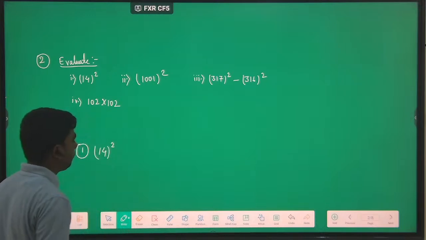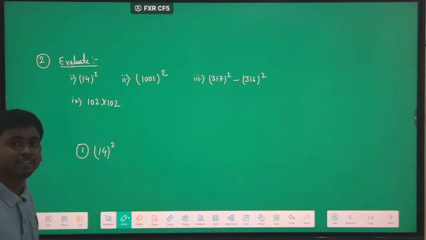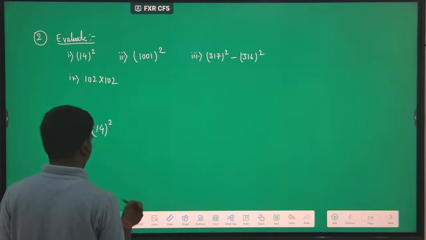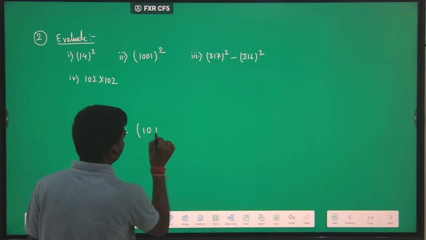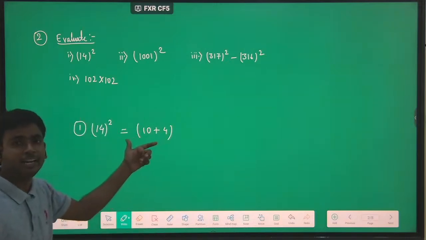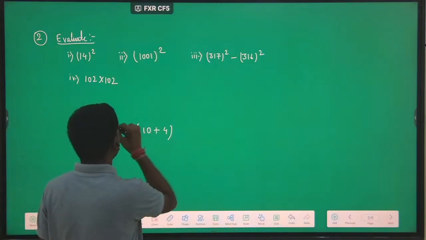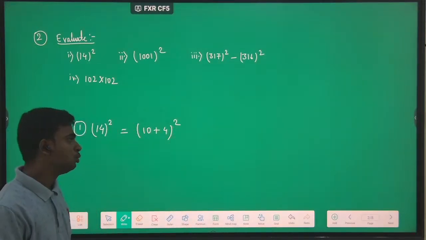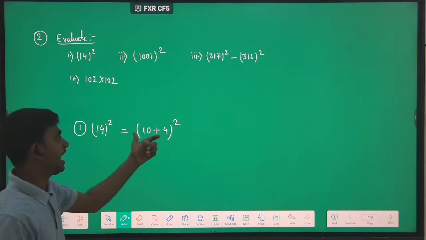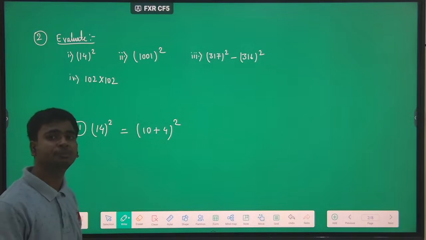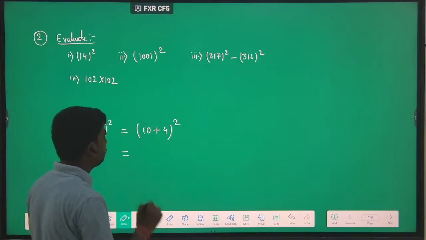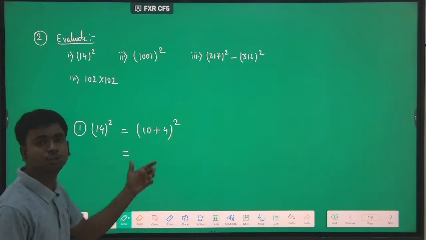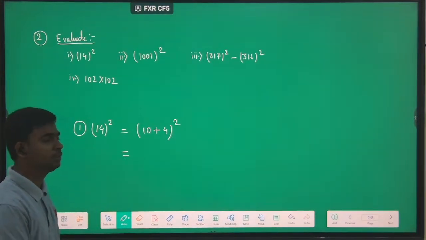We have to find out the value of 14 square by using any one of the identities which is suitably fitted here. So 14 can be written as 10 plus 4. It can be written as 10 plus 4, and 14 square is asked, so we will write 10 plus 4 to the power 2. So this 14 square is actually what? It is written in the form of a plus b to the power 2. We know the formula of a plus b to the power 2. The formula is a square plus 2ab plus b square. First you try to solve this. After that I will solve this. Okay.